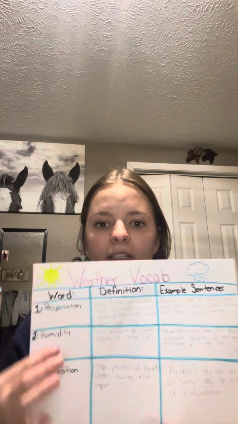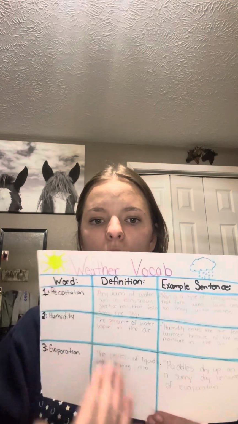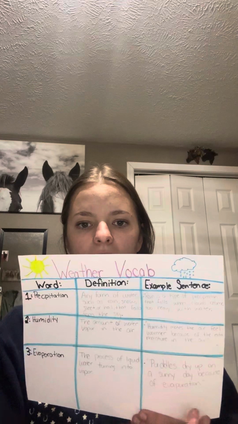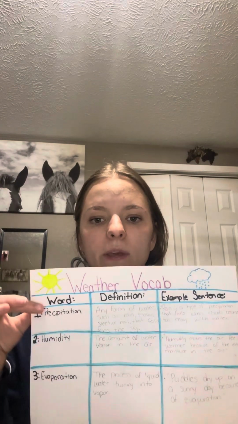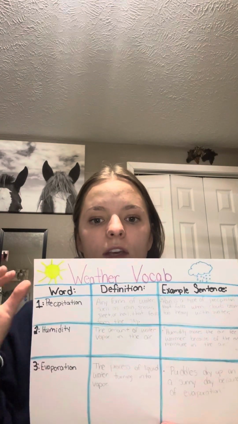Their second one is humidity, and their third one is evaporation. So as you can see on this chart, we have a word category, a definition category, and an example sentence category. So they would write their words. So the first one, they would write precipitation.